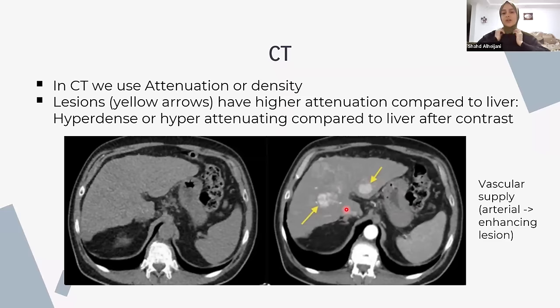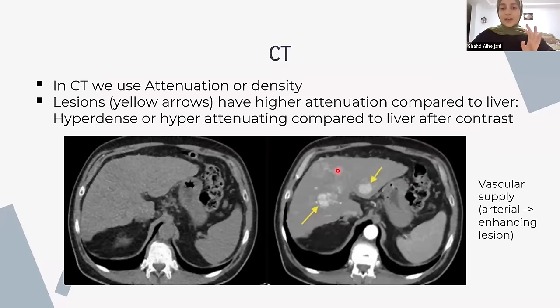Remember how we said there is a difference in the timing of the contrast? So here, you have an arterial enhancing lesion, which means that in the arterial phase, at the beginning when you inject the contrast, the structures with high vascular supply will light up, for example the tumors. So this is an arterial enhancing lesion. Now, a hemangioma, for example, will light up later on. Different structures will light up at different times, so it depends on the timing of the contrast.